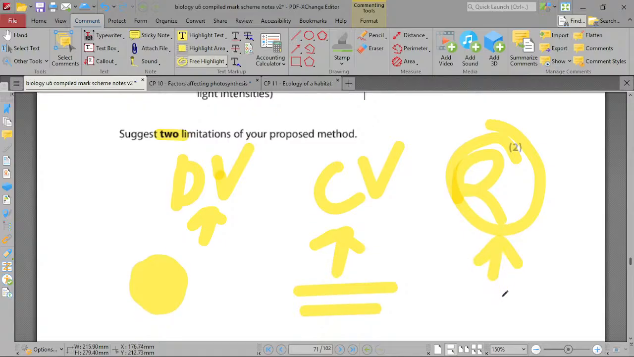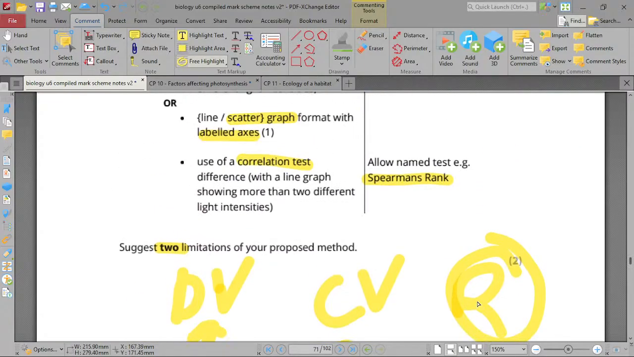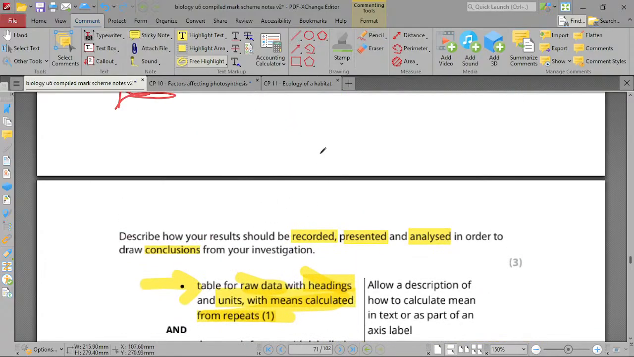And R, the results may not be as accurate because in real life growing conditions inside the river, abiotic conditions like temperature change spontaneously throughout the day. As for the results, how they should be recorded: raw data is going to be recorded in a table with headings as well as with calculated means from the repeats. It should be presented on a scatter graph with axes labeled, and it should be analyzed by using a Spearman's correlation test.